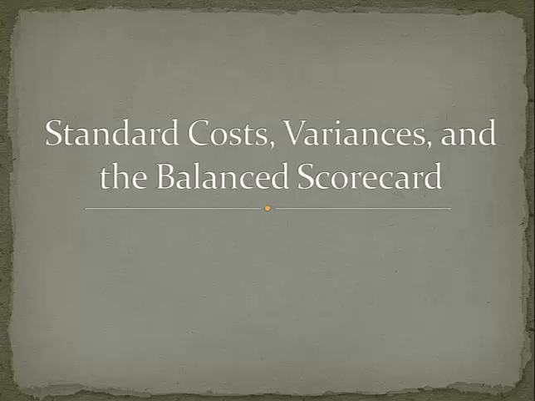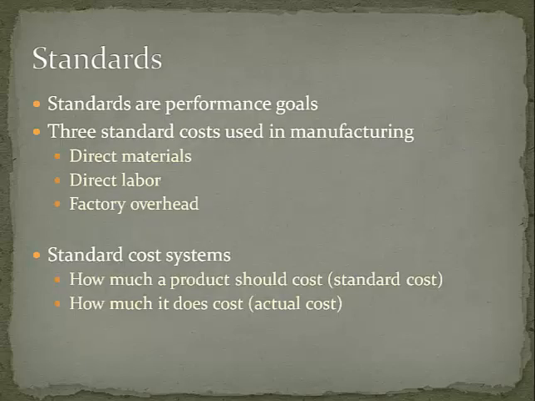Standard cost, variances, and the balanced scorecard. Standards. Standards are very common in business. They go along with budgeting, but they're not the same as a budget or budgeting. And standards, as a very simplified thing, are performance goals. And when we talk about standards, these are going to track along with our manufacturing costs. So we're going to have standards related to direct materials, to direct labor, and also to factory or manufacturing overhead.